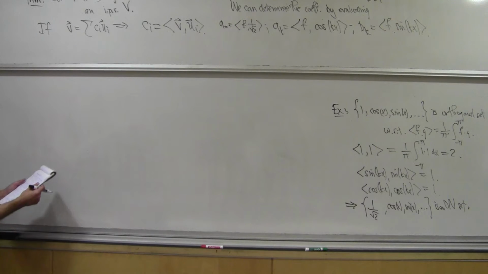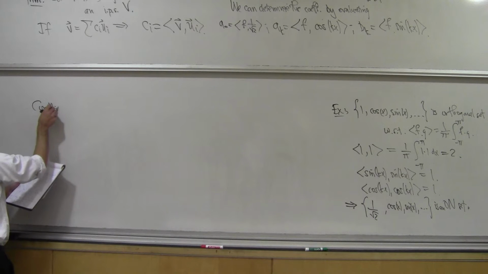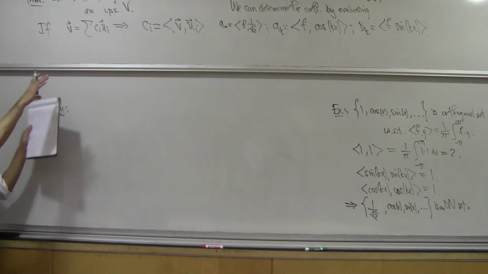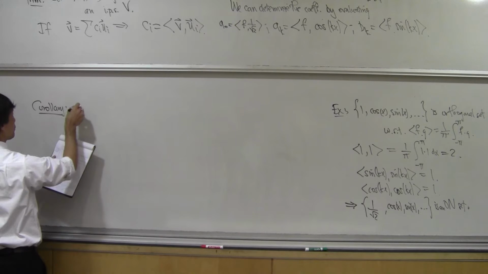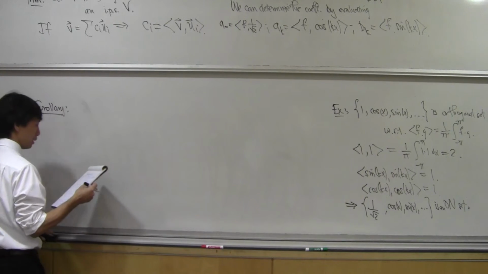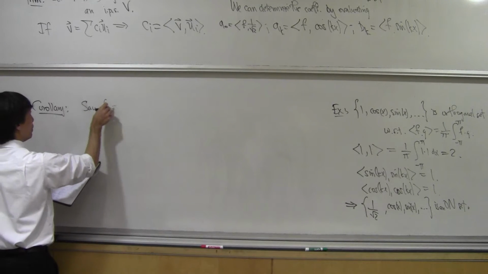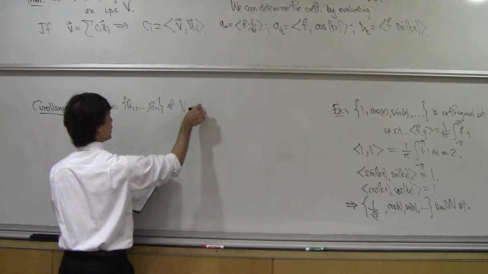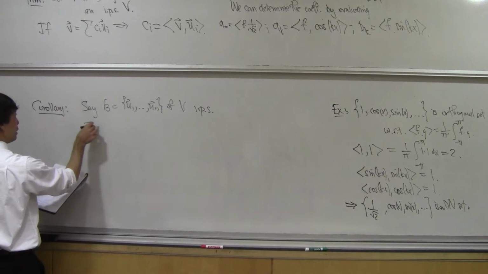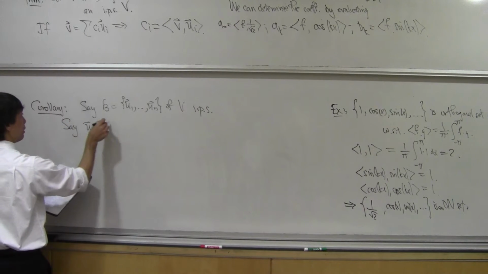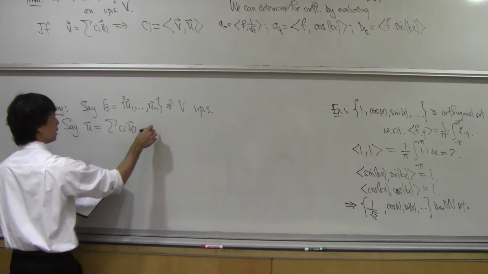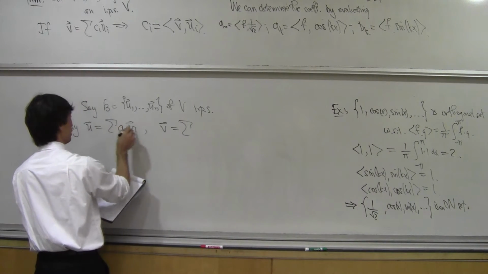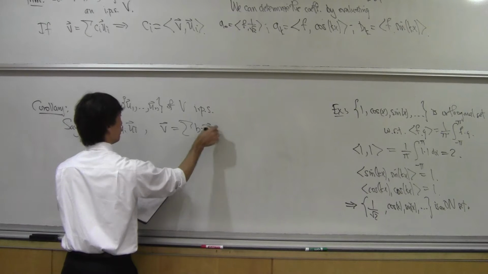Okay. Let's go on. Corollary of the theorem. Remember the theorem that we can take off the coefficients by taking inner products. Let's say that we have a basis u1 through un of V, an inner product space. Say that you have one vector U which is the summation of c_i u_i, and you have another vector V, which is the summation of a_i u_i.